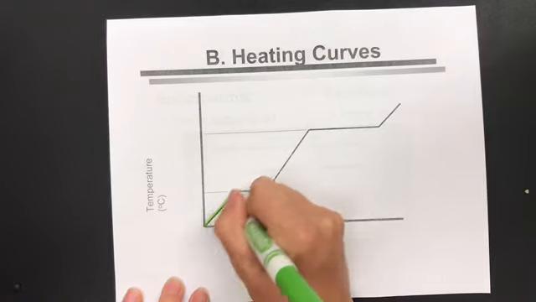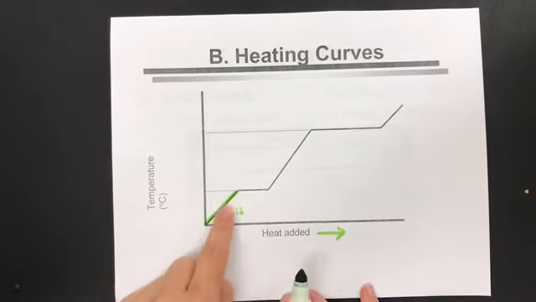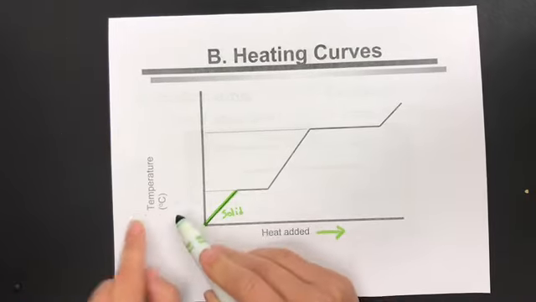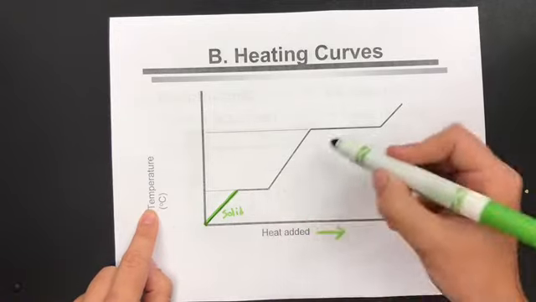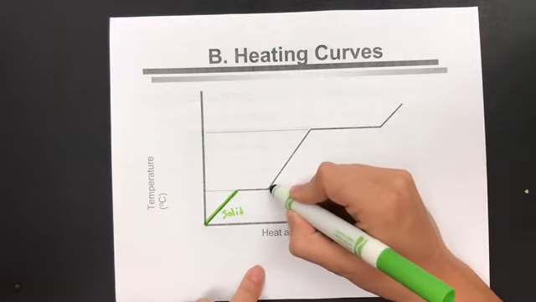So on this line, you have solid anywhere. Okay, now the line is going up because what's happening to the temperature? The temperature is going up. That's why it's slanted like that. Now we're going to skip the flat lines just for a little bit here.